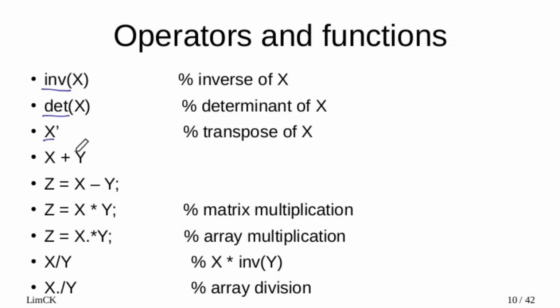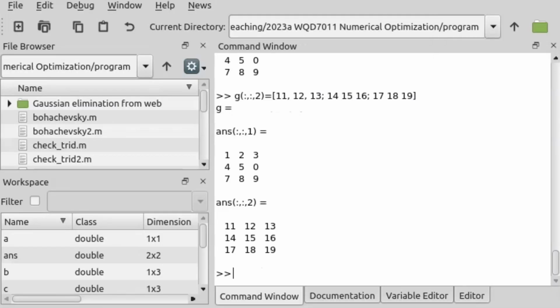Of course, for matrix, if the dimension allows, we can do the addition, subtraction, and assign the result of subtraction to a new variable. We can perform the multiplication. But of course there are two types of multiplication. This one is the so-called traditional matrix multiplication, but this is an array multiplication, or element-wise multiplication. I will show later. Maybe just come to the demonstration.